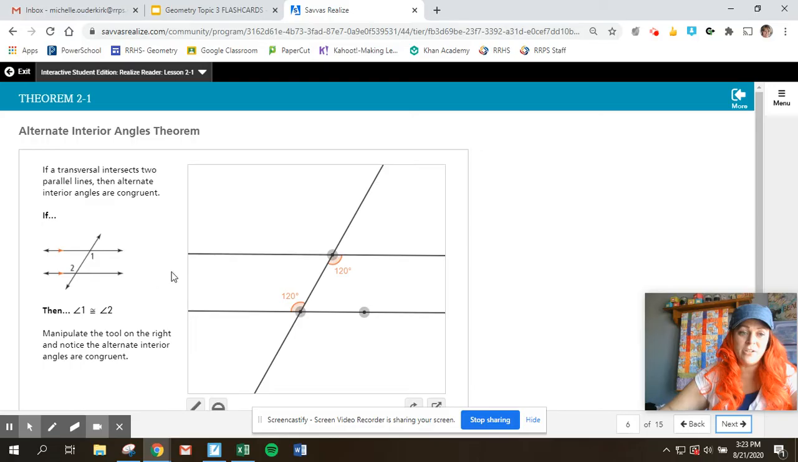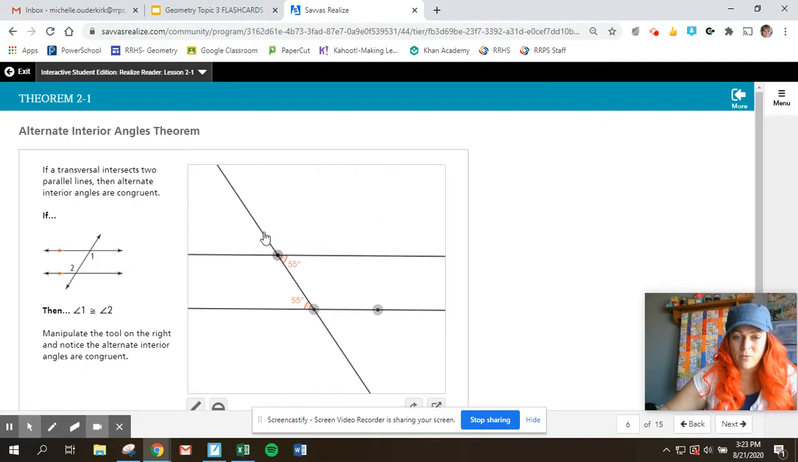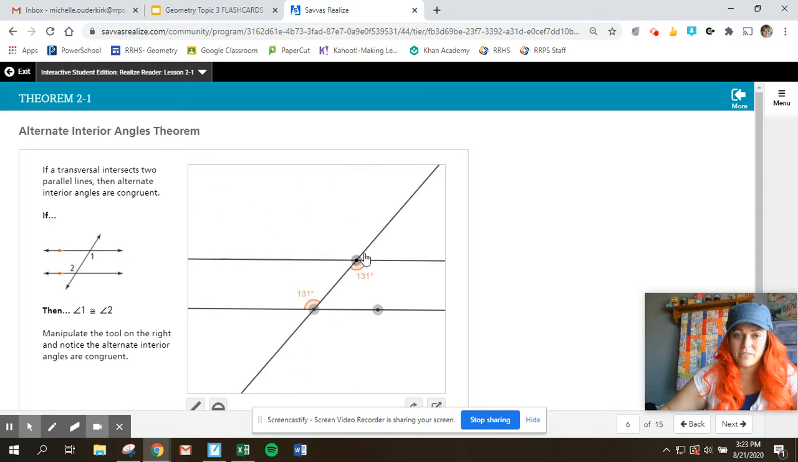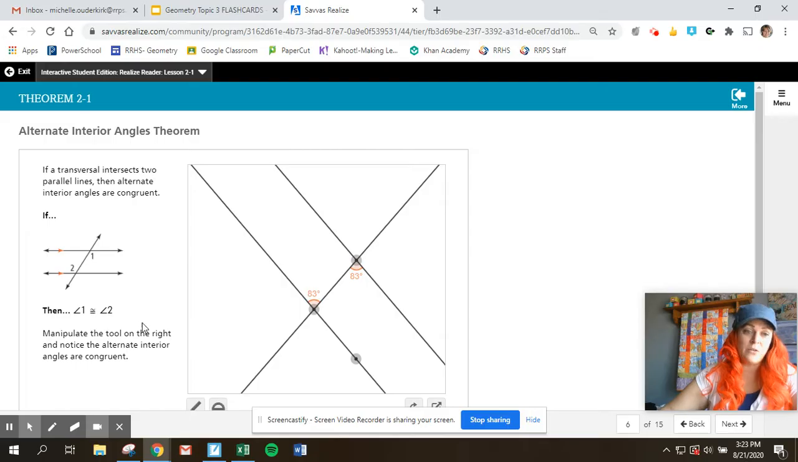Okay, alternate interior. We haven't talked about them, but here they are. We talked about them just a tiny bit. Alternate interior angles are on the inside and they're alternate or opposite from each other. So notice they are congruent or equal. If I move these, see how no matter where I move them, they're still equal measures or still congruent angles. Even if the parallel lines changed, the angles themselves are still congruent, or equal in measure.